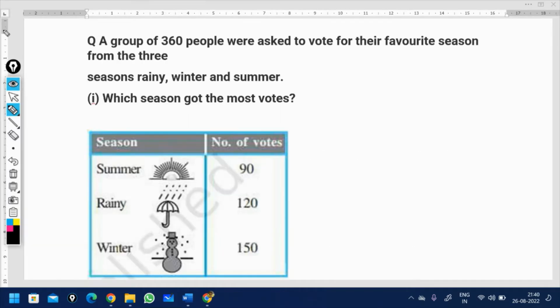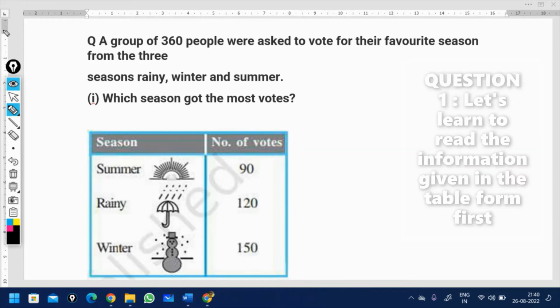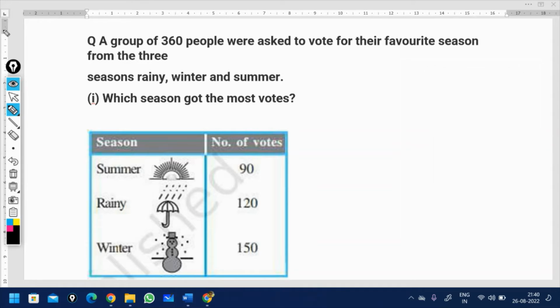Question number one says a group of 360 people were asked to vote for their favorite season, and the three seasons are rainy season, winter season, and summer season. Can you tell me which one is your favorite here? Okay, so the data that has been collected is that for summer season there were 90 votes, for rainy season there were 120 votes, and for winter season there were 150 votes. And now you have to tell which season got most votes. Yes, you're right. It is winter.